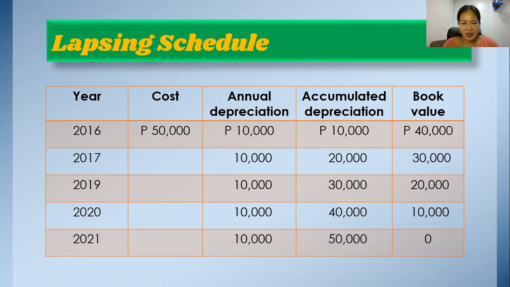So annual depreciation, since you are using straight line, is equal every year. Your accumulated depreciation will increase by the amount of your annual depreciation. And your book value, or the net book value of your asset, which is the amount you need to present in your balance sheet, should be cost minus the total accumulated depreciation. Okay, so that's how you do it for a 5-year life asset.